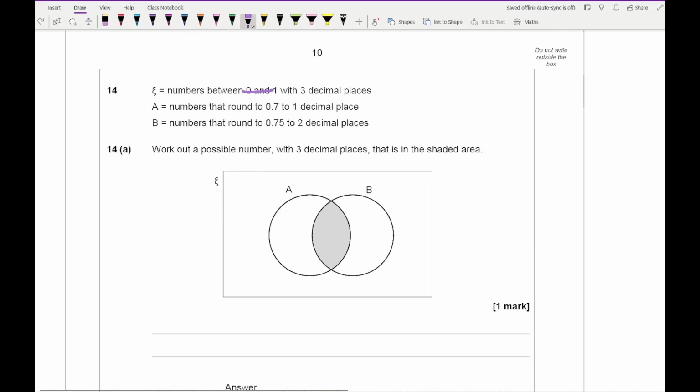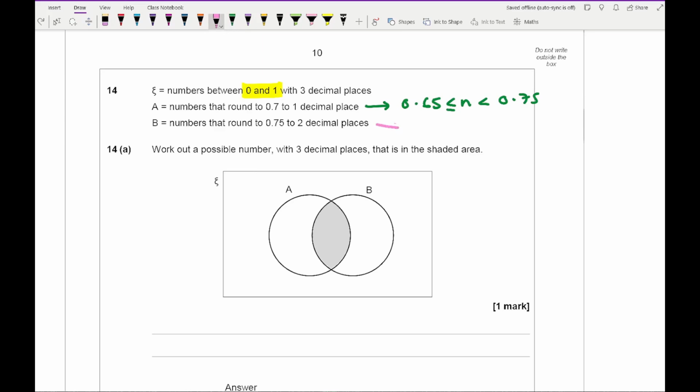So all the numbers in the Venn diagram have to be between 0 and 1. A is a number that's 0.7 to 1 decimal place. So if I do the boundary for this to 1 decimal place, it's going to be 0.65 and 0.75. And again, just making sure the inequalities are correct. So that's the error bound for this.